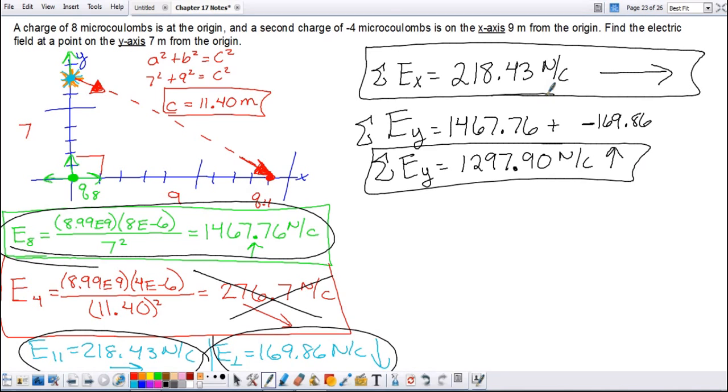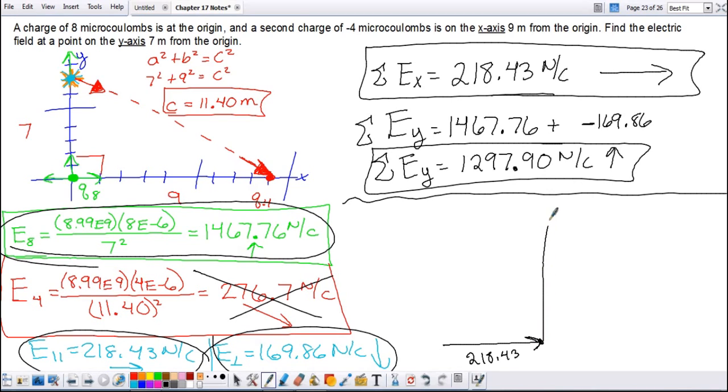So we're going to add them together using vector addition. So first, we're going to go over 218.43 and then tip to tail, so we start where we finished. We're going to go up 1,297.90 newtons per coulomb, and we're going to find the resultant vector.